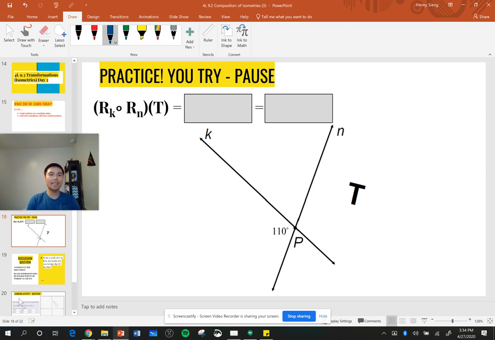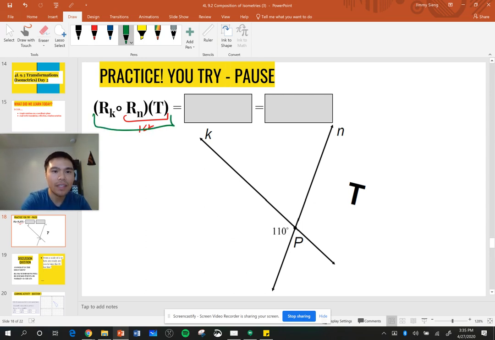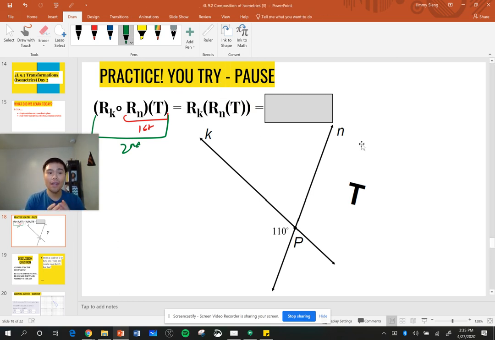So go ahead and try this next one. If not, you'll just follow along with me. I need to double check if I wrote this right. It looks like I did. So again, remember that we have here our N, that's first. Capital R means reflection. And then RK is your second one. Another way to write this is RK of RN of T. We first do the reflection of line N. So right over there. And then let's go ahead and do that.